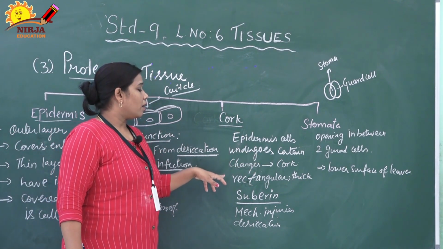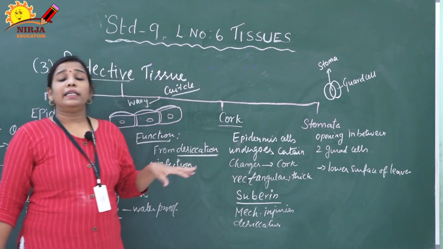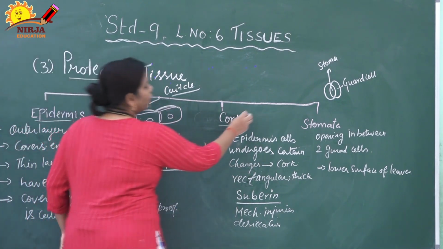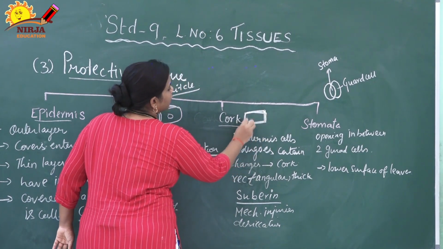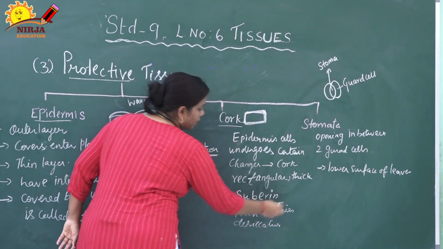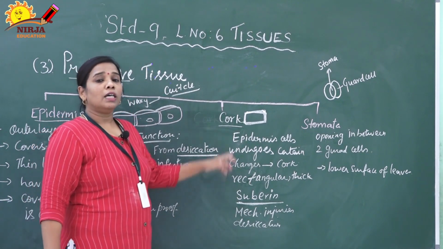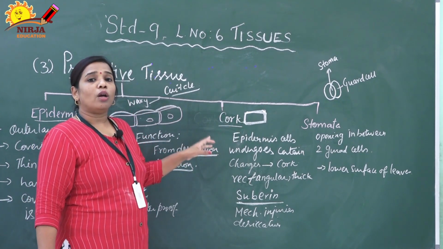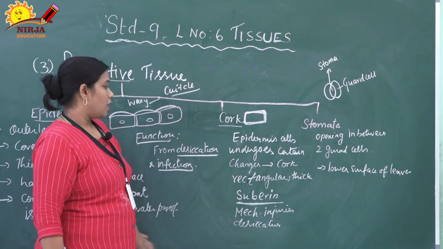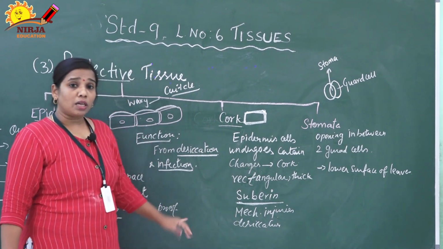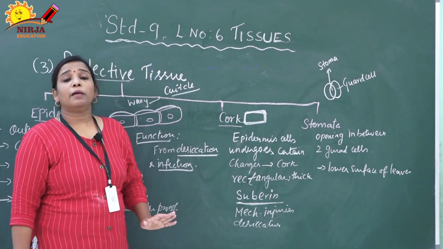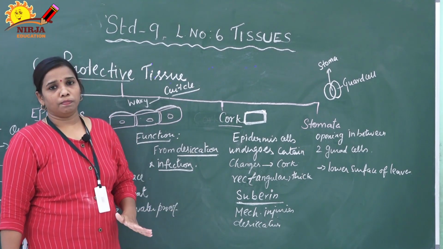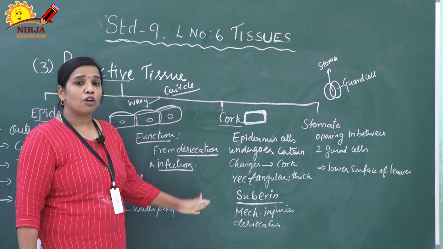The cork cells are rectangular in shape. The walls are very thick in nature, because they are made up of a substance called suberin. Suberin covers the walls, so that is the reason the cork wall is very thick. Its main function is to prevent desiccation and protect the plant from infection. At the same time, it protects the plant from mechanical injury. These are the main functions of cork.